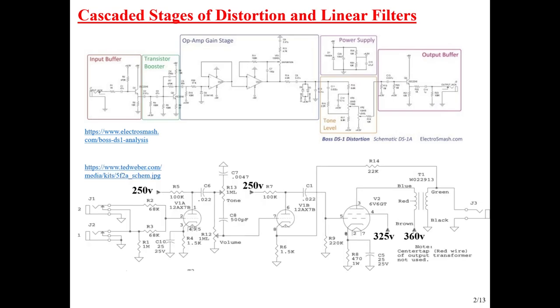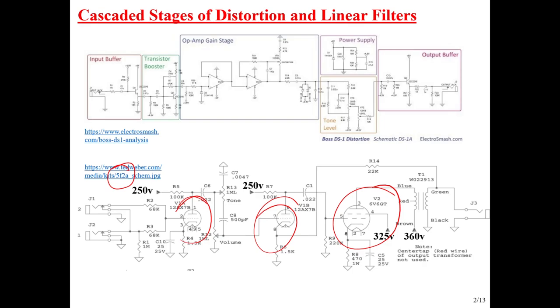And we also have a 5F2A Fender amp. So this is a 1950s Princeton Tweed amp, as they're called. One of the first in the early lineup of the Fender amps back in the 1950s. And we see two triodes and a power tube, 6V6.